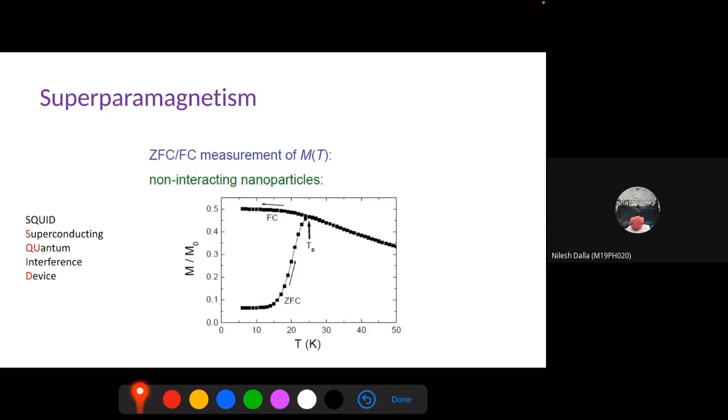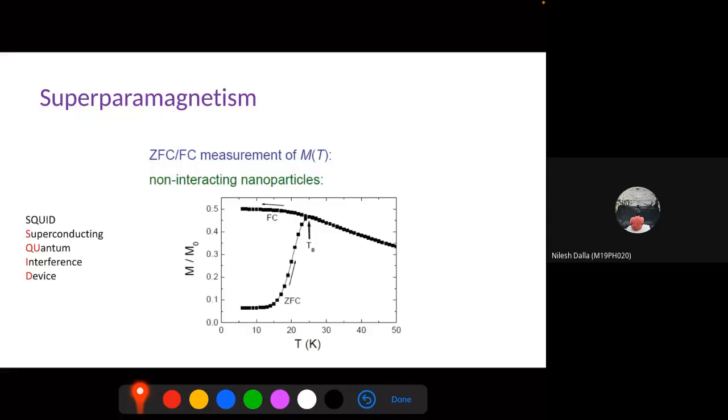But in both cases it is a superparamagnetic particle. This is a typical measurement that is done, called zero field cooling and field cooling measurement. We don't need to go into the details of that, but this is basically a standard experiment normally done to understand the behavior of superparamagnetic particles.